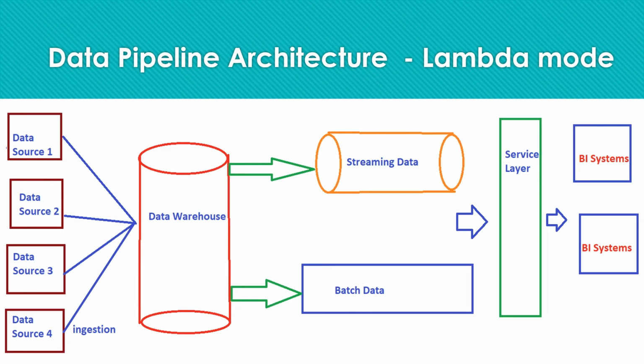The next type is the Lambda category. In this category we use the advantage of both the batch mode and the streaming mode in a combined manner. So we use both batch mode and streaming mode in one single data pipeline. In that case, at the same time we can extract data from static data sources like tables, and we can connect to the streaming applications and get the data, and we can process both the data in one single pipeline.